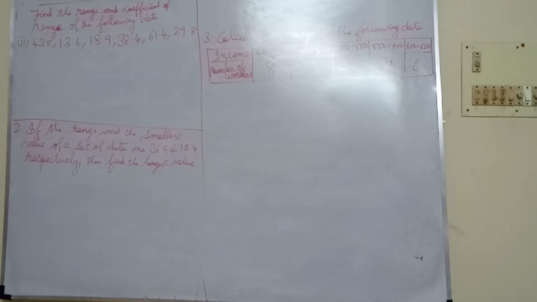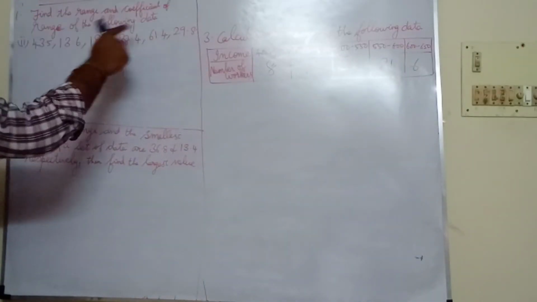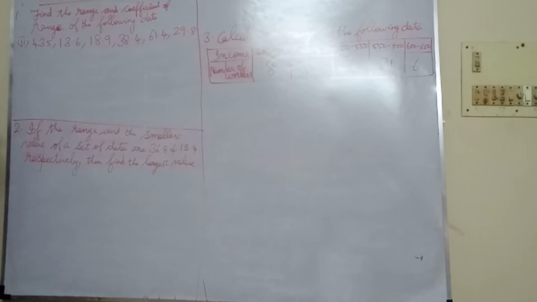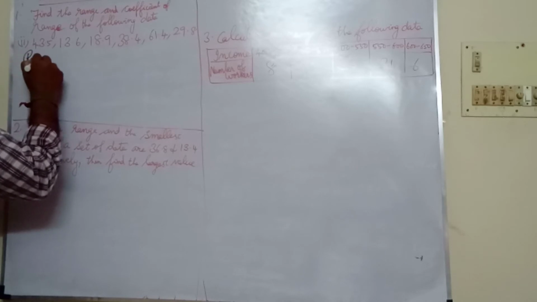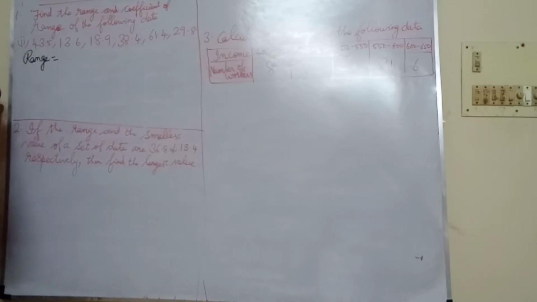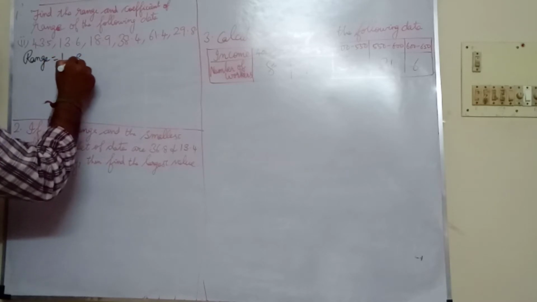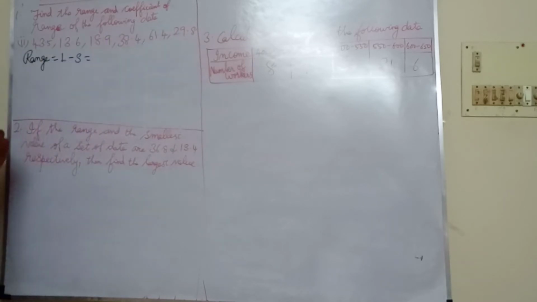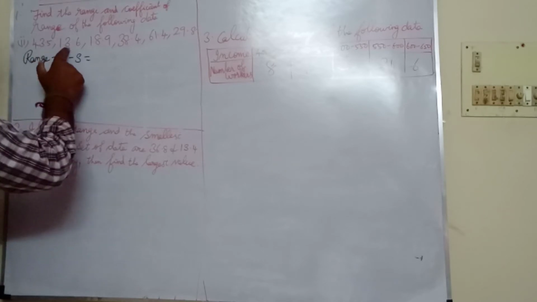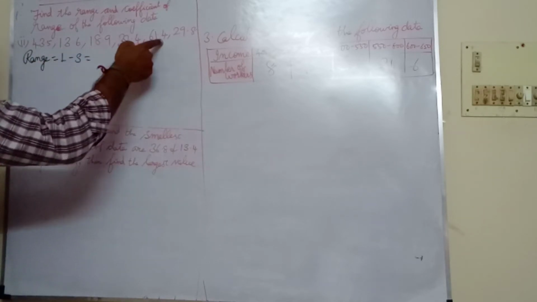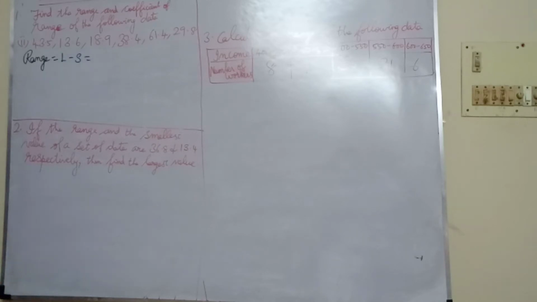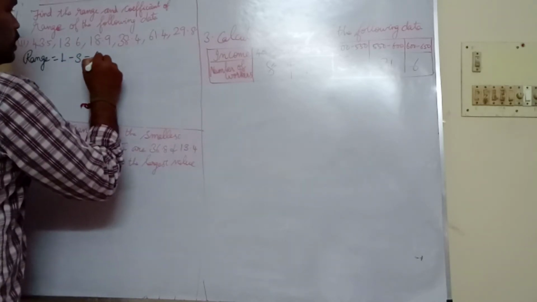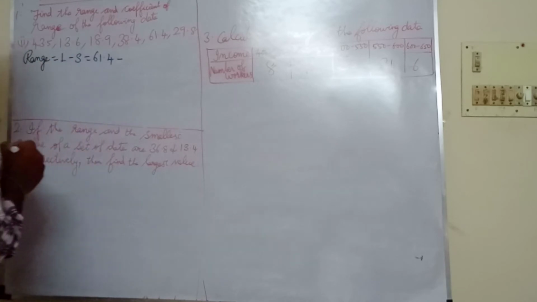The next problem is the first problem, second subdivision. What are we going to solve? Find the range and coefficient of range of the following data. We need to find the value of range. What is the formula? L minus S. Which one is the largest value here? 43.5, 13.6, 18.9, 38.4, 61.4. The largest value is 61.4.